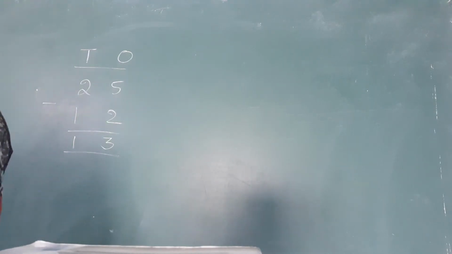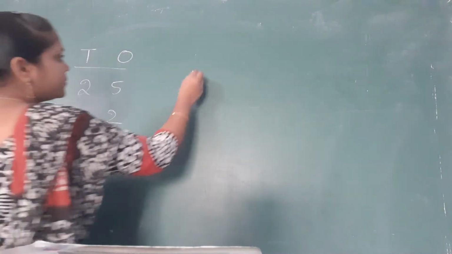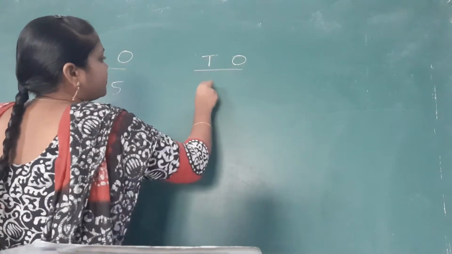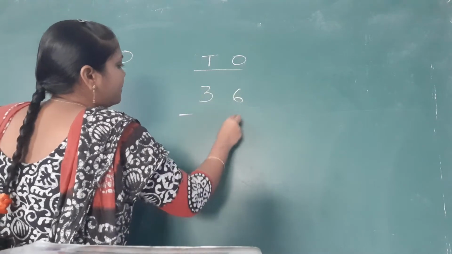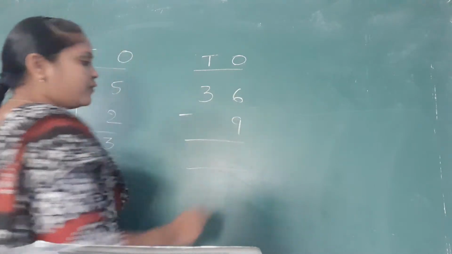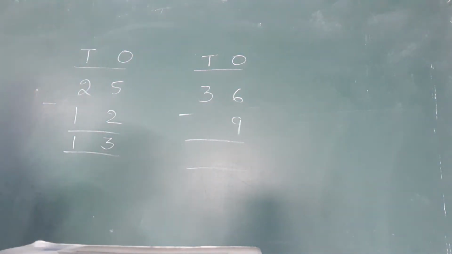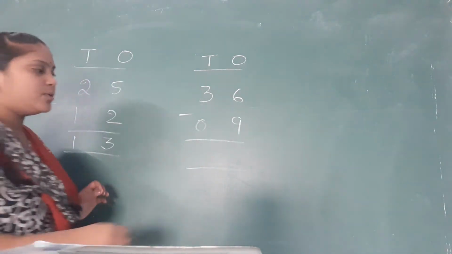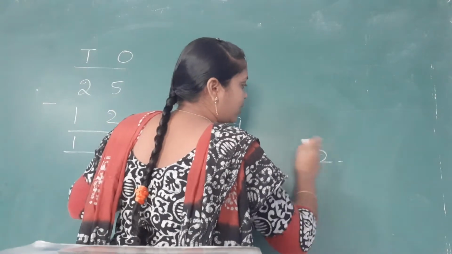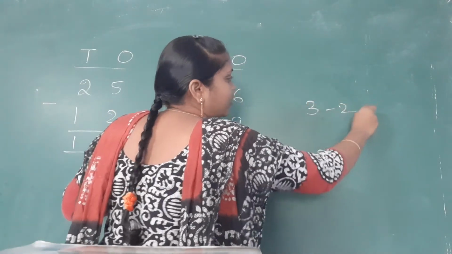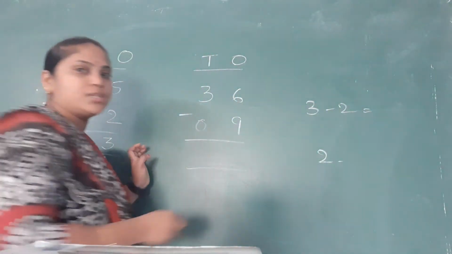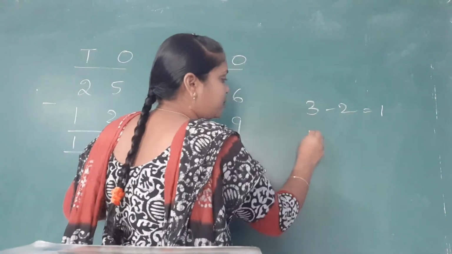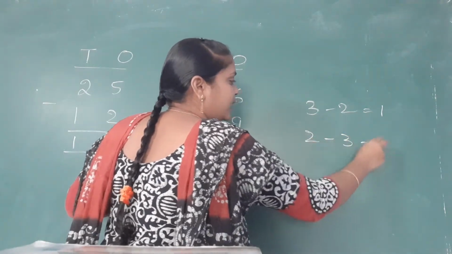Okay, now next I am giving one more problem. 36 minus 9. So always we can subtract a smaller number from the bigger number, children. Is it possible to subtract 3 minus 2? Yes, 3 minus 2 is 1. But is it possible to subtract 2 minus 3?